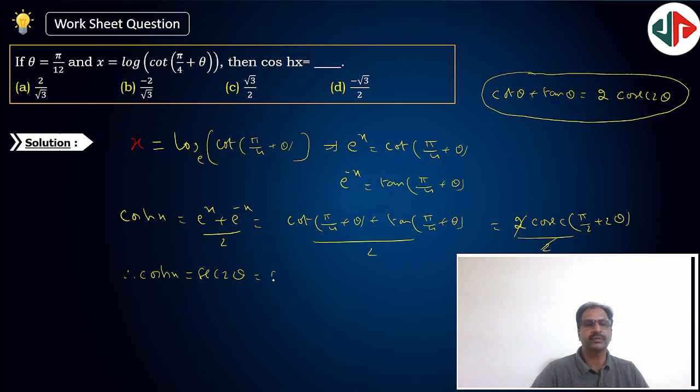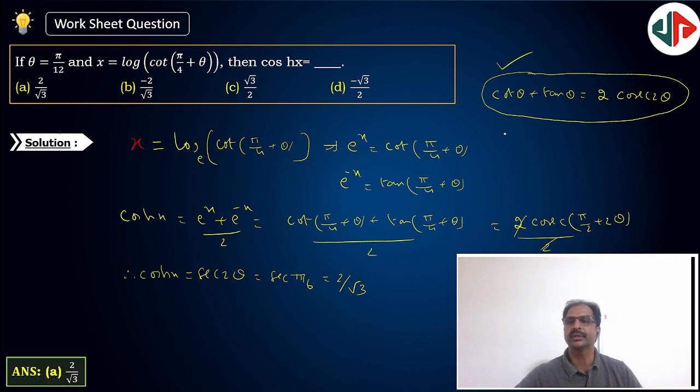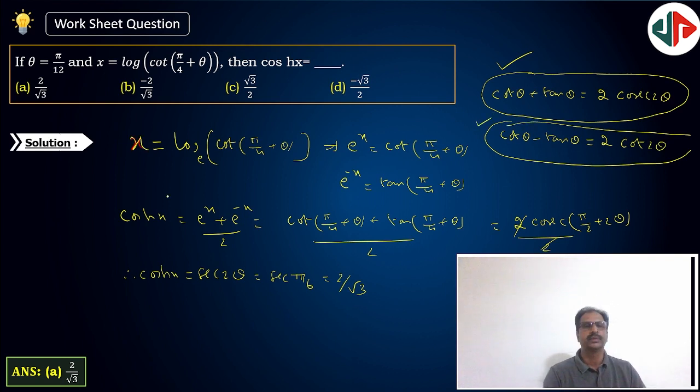And for us, theta is given as pi by 12. 2 into pi by 12, pi by 6. Secant 30. Cos 30 is root 3 by 2, so secant 30 is 2 by root 3. Option A is correct. So remember this formula: cot theta plus tan theta is equal to 2 cosecant 2 theta. Suppose if you have cot theta minus tan theta, it will be 2 cot 2 theta. Remember these two results.